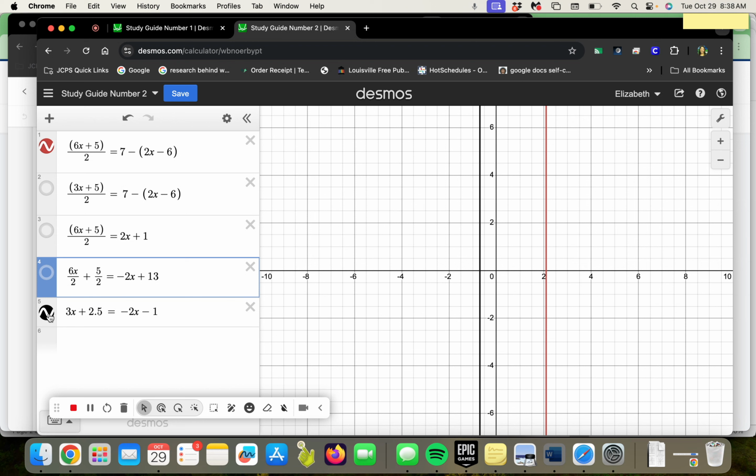So you can use the calculator in order to help you figure out which of those equations are equivalent, because if they're equivalent, when you graph them, they should graph right on top of each other.